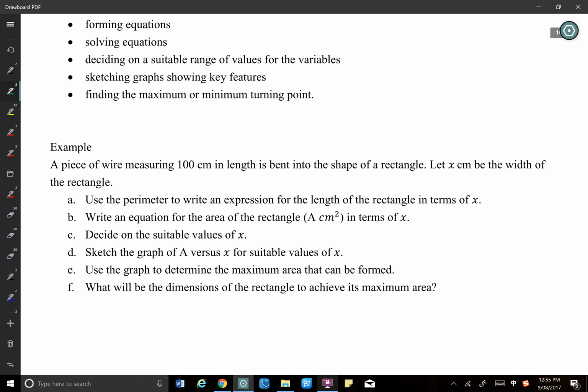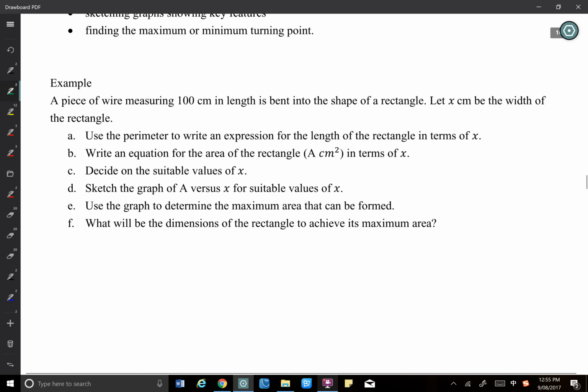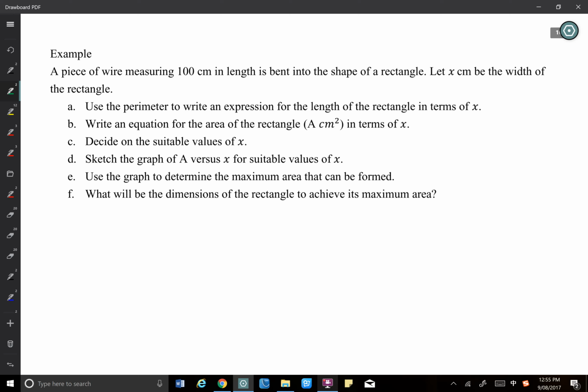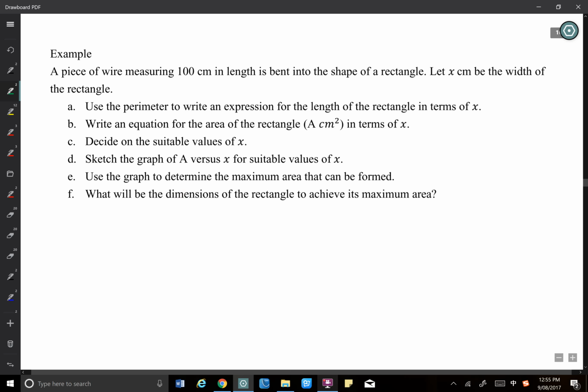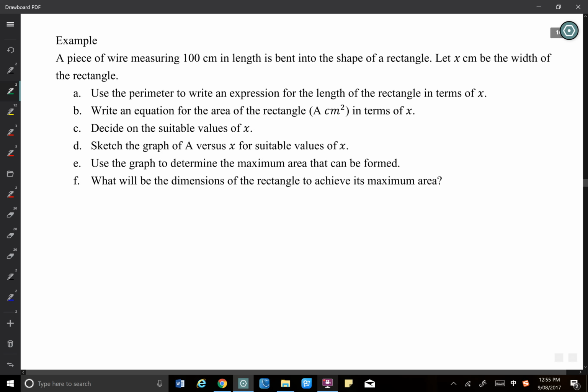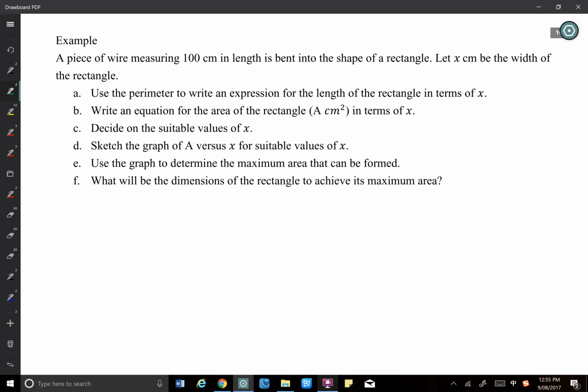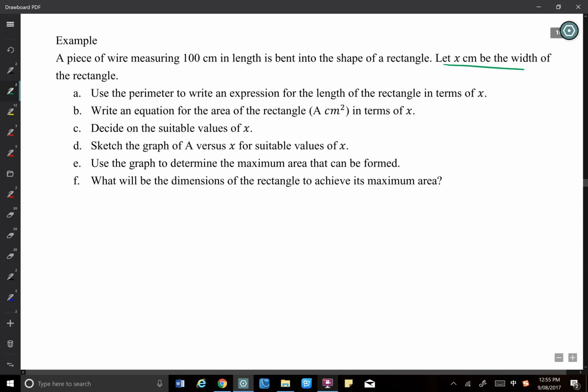A piece of wire measuring 100 centimeters in length is bent into the shape of a rectangle. So you have 100 centimeters in total and it's bent into a rectangle. Let x be the width of the rectangle. Use the perimeter to write an expression for the length of the rectangle in terms of x. So, perimeter. The width is x.